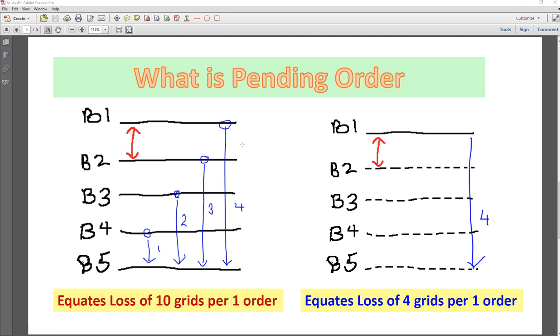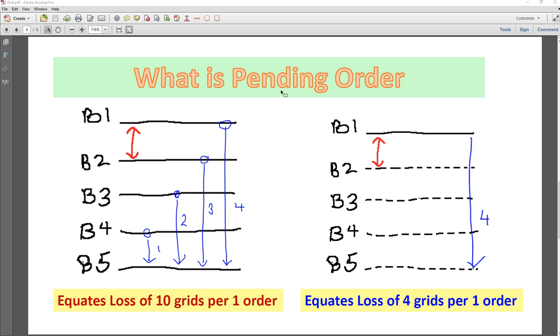So for B1, you'll be losing 4 grids. B2, you'll be losing 3 grids. B3, 2, B4, 1. All of these equate to the loss of 10 grids per one order.